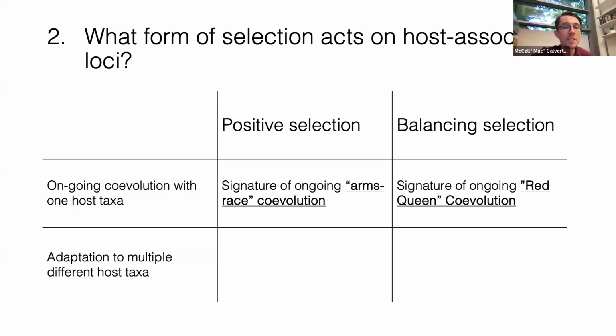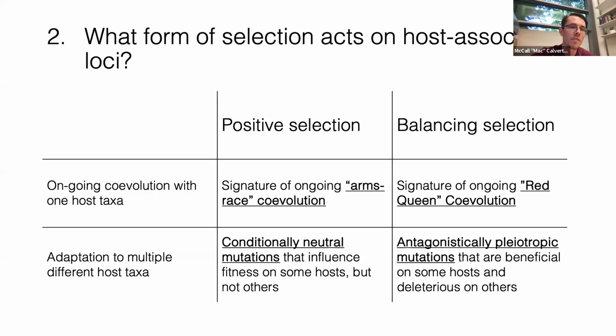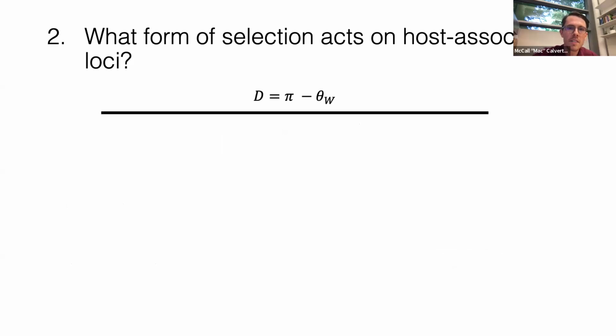If we think actually that maybe there's not so much coevolution happening and rather there's just kind of unidirectional adaptation to different host taxa, then positive selection could be indicative of heterogeneous host selection on conditionally neutral mutations that influence fitness across some or maybe many host taxa, but have maybe no real fitness cost on others, while balancing selection could be indicative of heterogeneous host selection on antagonistically pleiotropic mutations that are beneficial on some hosts but deleterious on others. And so to look for these patterns of positive and balancing selection, we just use the classic statistic Tajima's D.